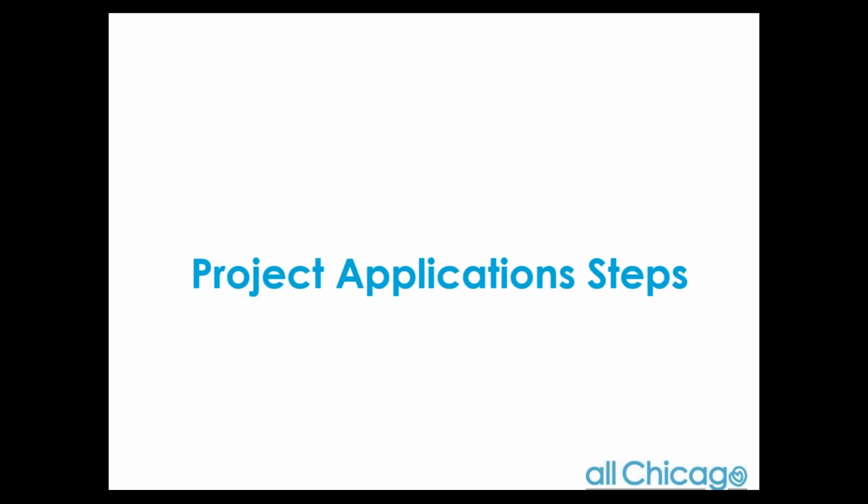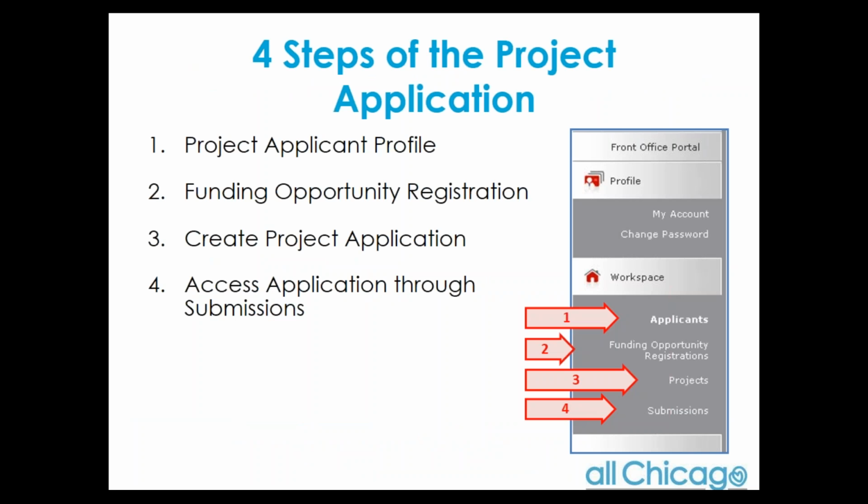Great, so I'm going to just go over some of the project application steps pretty quickly. Here we have the 4-step process. First, you will create your project applicant profile. You'll then go on to your funding opportunity registration. That's a very quick step, but an important step. And then you will go ahead and create your project application, and then you're able to access the application through the submission. What you'll see at the right-hand side is that you have to navigate through the menu.